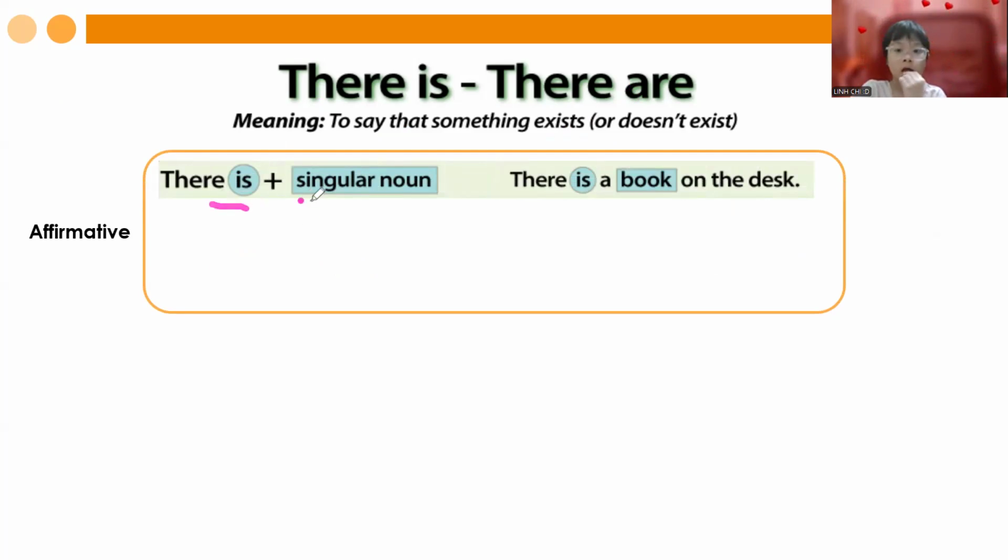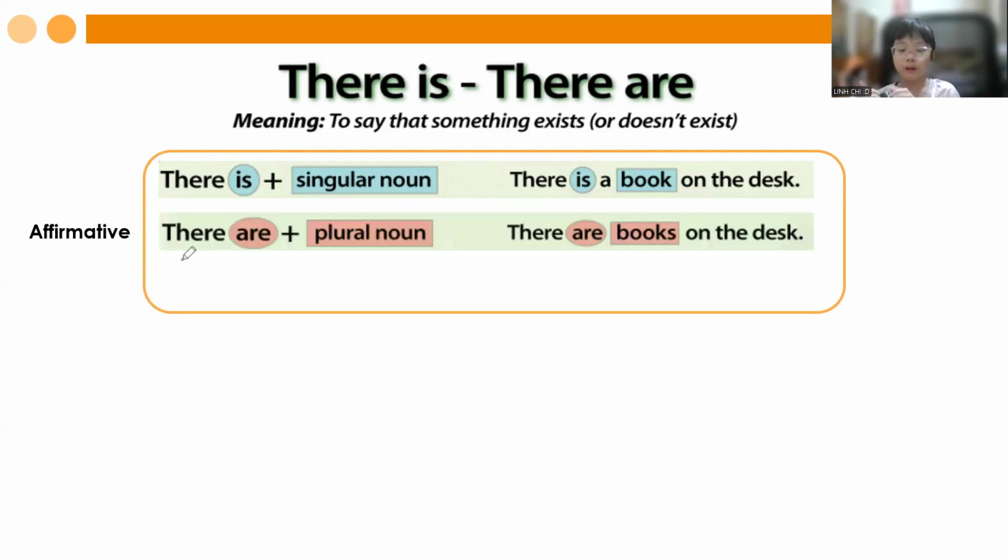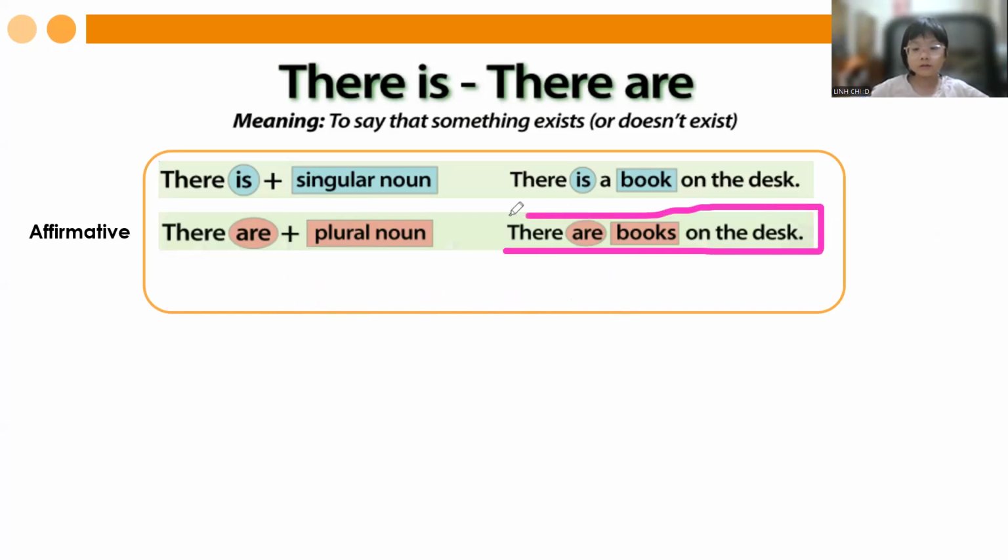Okay, now let's look at the sentence in here. There is plus singular noun. When we say singular noun, that means only one. Okay, now look and read. There is a book on the desk. Very good. And look, we use there are plus plural noun. When we say plural, that means two or more. That means many. Okay, now look and read. There are books on the desk.